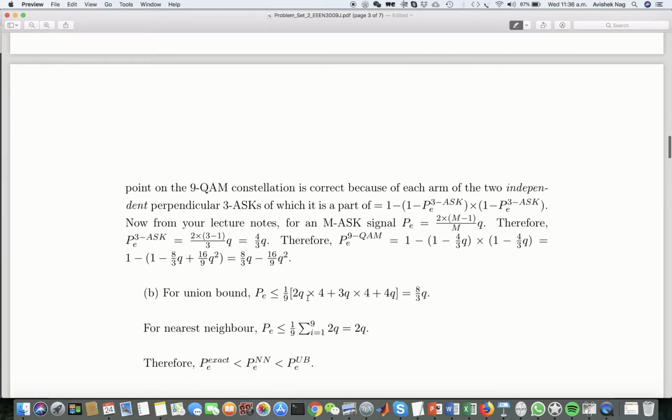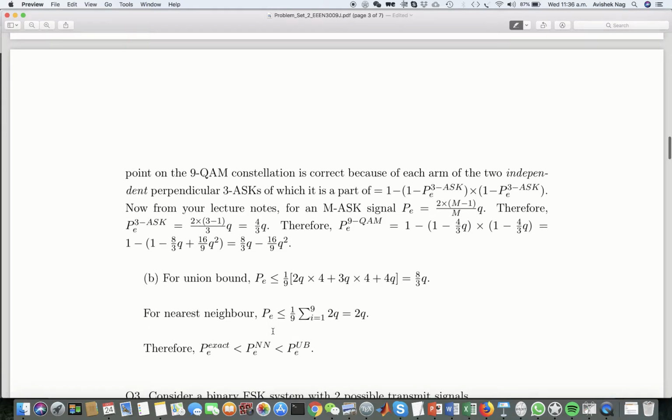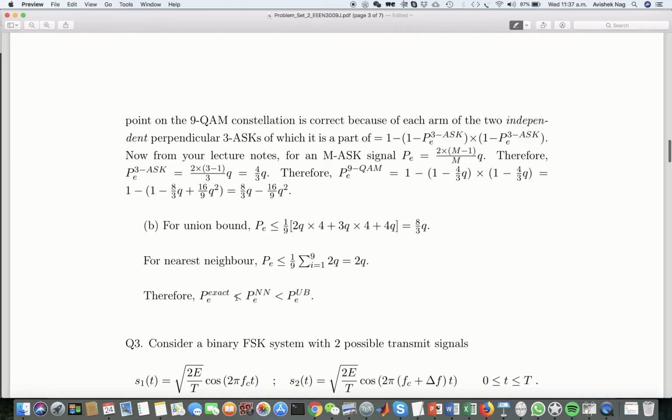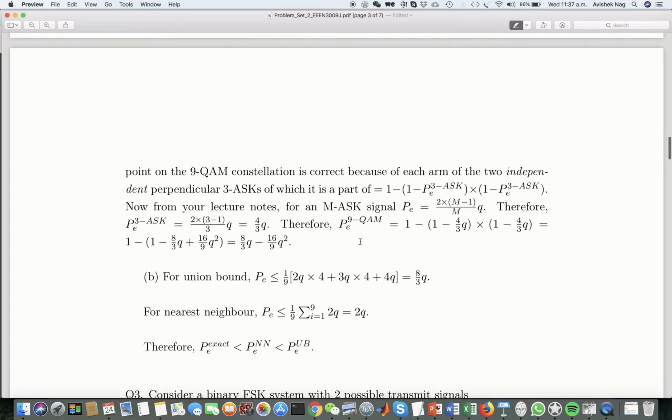Now if you use the union bound, this is easy. You just use the formula for the union bound. You will find that the probability is upper bounded by 8/3 Q, and for nearest neighbor the probability is upper bounded by 2Q, and you can see easily that the exact probability that we calculated here is the lowest, and then these upper bounds will come. First will be the nearest neighbor and then the union bound. So that's it for the second question.